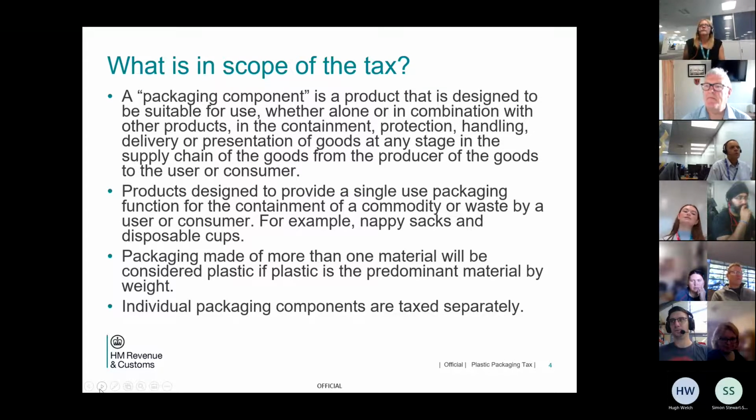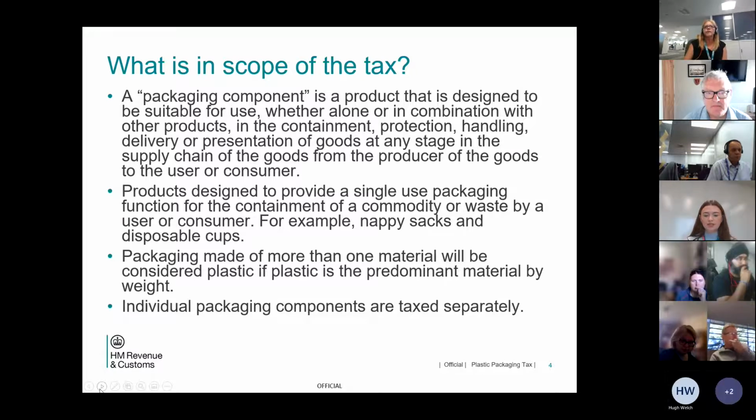Okay, so the tax applies to plastic packaging components. This is a product that is designed to be suitable whether used alone or in combination with other products for a packaging function. That is to contain, protect, handle, deliver or present goods at any stage in the supply chain from the packaging manufacturer to the user or consumer. This definition includes plastic packaging used in the home where it has an equivalent in the supply chain, for example, cling film and plastic tape. This is in keeping with the tax environmental rationale.